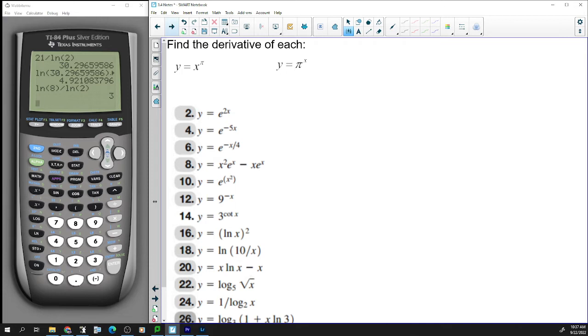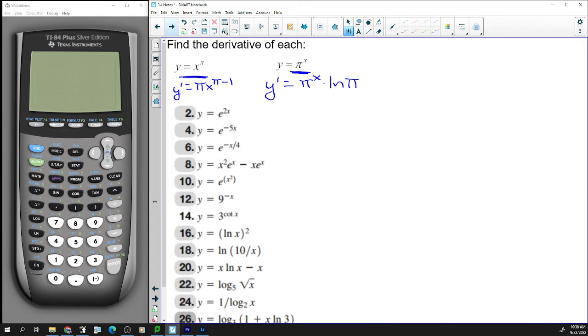Find the derivative of each. These are two different things. This is an exponential function. This is not an exponential function. So y prime on this is pi x to the pi minus 1. We use the power rule there. But x is not a power. X could be any power under the sun. It's the variable. So the derivative on this one, this is an exponential function, so pi to the x times the natural log of pi.